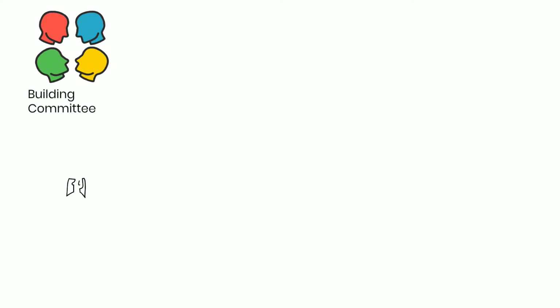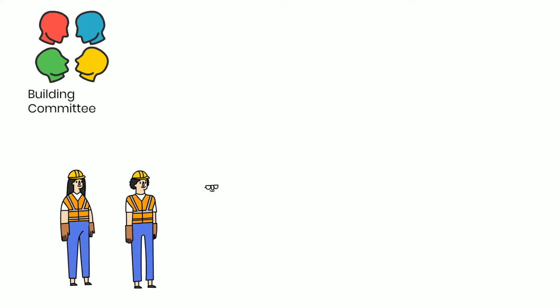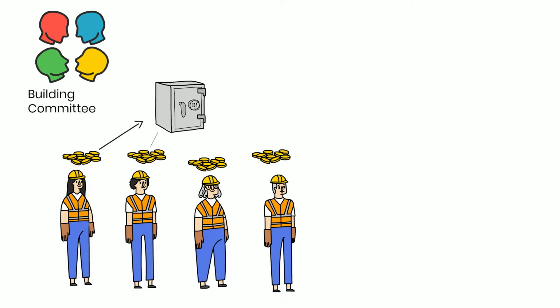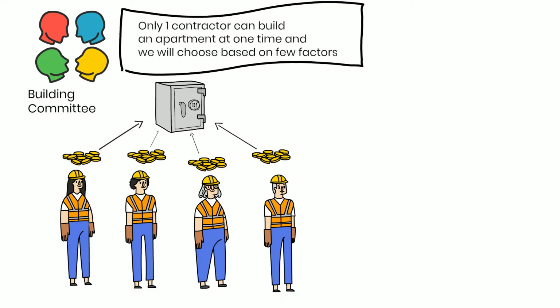Imagine there is a building committee with many contractors waiting to build many blocks of apartments. These contractors have already placed a security deposit beforehand in order to join this building circle. Somehow the rule of the building authority states that only one contractor can build an apartment at one time, and the board will choose that contractor based on a few factors.